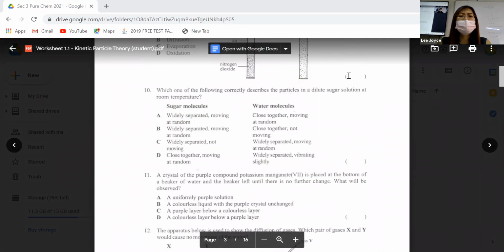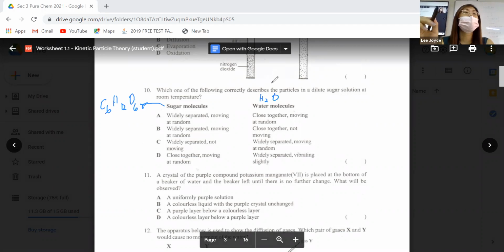Which of the following correctly describes the particles in the dilute sugar solution at room temperature? The key word is dilute. Dilute means what? Does it mean that there's a lot of the sugar molecules or only a little bit? Only a little bit, right? So sugar molecules as compared to the water molecules are bigger. Why? What is sugar? Sugar is C6H12O6, the glucose. Water is only H2O.